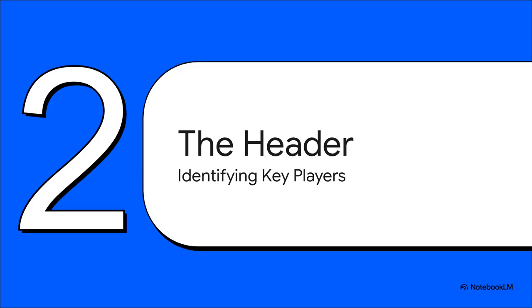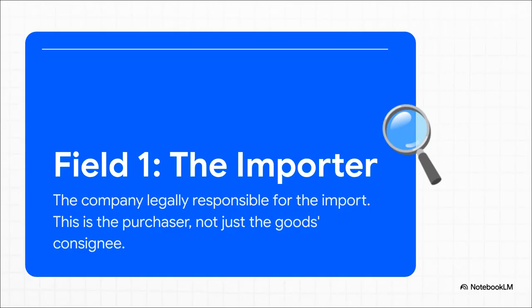Let's dive right into Act 1, the header. This is where we identify all the key players in this whole transaction. Field 1 defines the importer. And this distinction is absolutely critical. The importer isn't just whoever happens to receive the package. It's the company that actually bought the goods and is legally on the hook for all the duties and taxes.